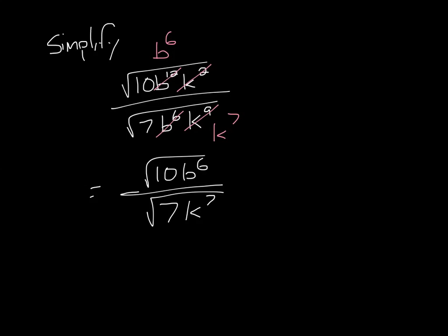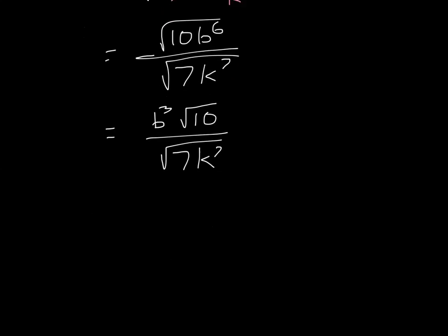The next thing I'm going to do is simplify the radical in the numerator here. This 10 stays under the radical, but the b to the 6th comes out and is a b to the 3rd on the outside. And then I still have the 7k to the 7th down in the denominator.